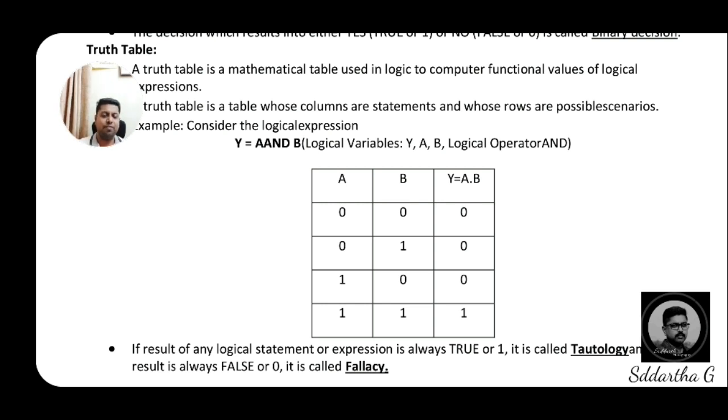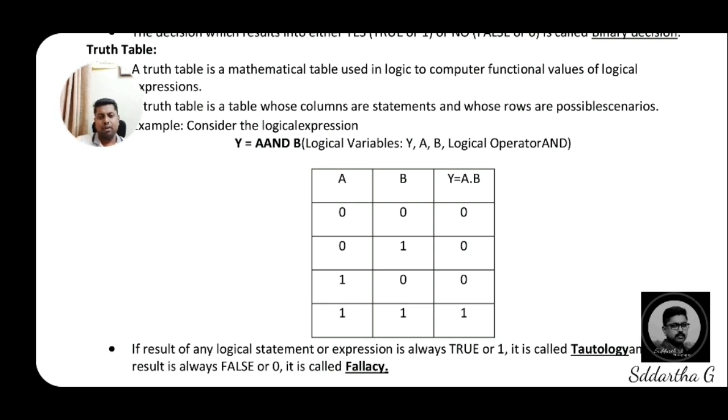So in this table, if you observe the variables A and B, and the result y is equal to A into B, multiplication. For binary values, the maximum possibilities for two binary numbers using 0 and 1, we will write a maximum of 4 combinations, that is 0 0, 0 1, 1 0 and 1 1.